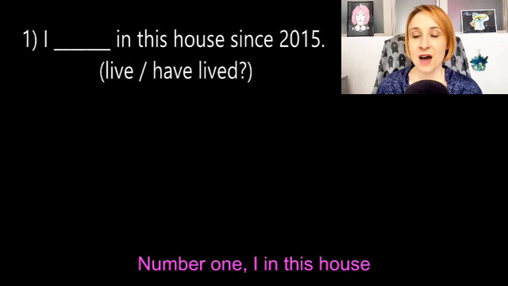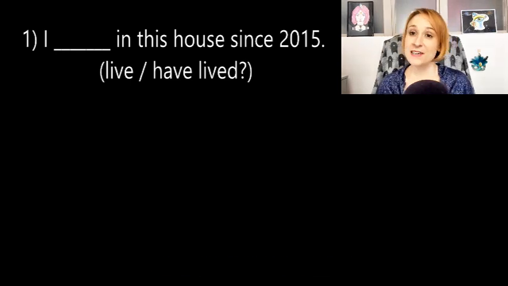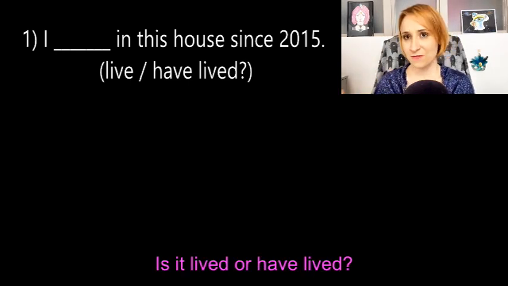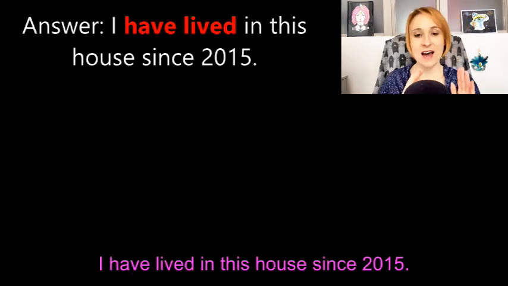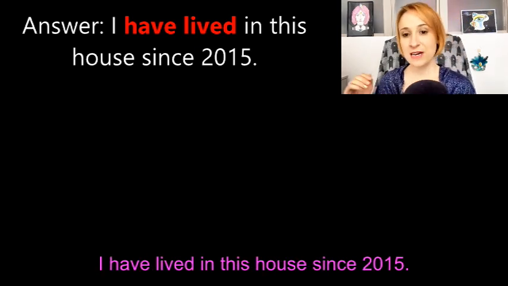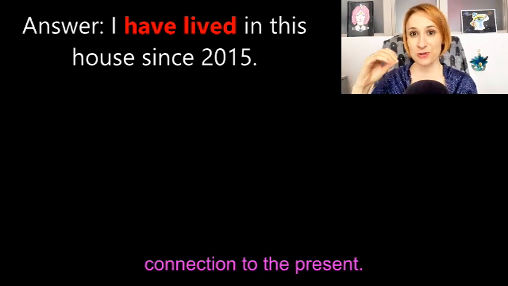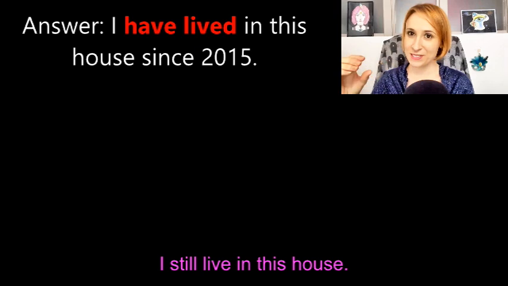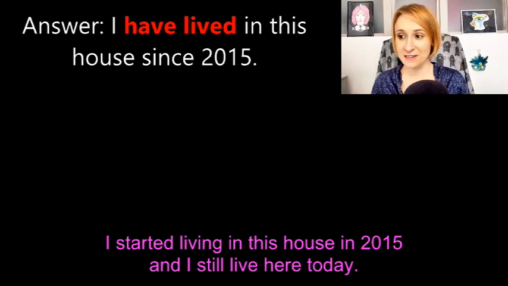Number 1. I in this house since 2015. Is it lived or have lived? I lived or I have lived? Okay, the answer is have lived. I have lived in this house since 2015. And we use have lived, it's present perfect, because there is still a connection to the present. I still live in this house. I started living in this house in 2015, and I still live here today.